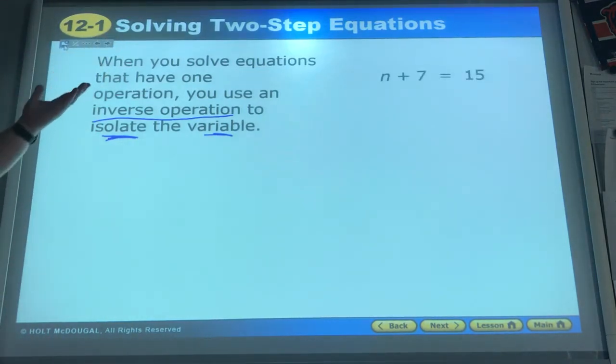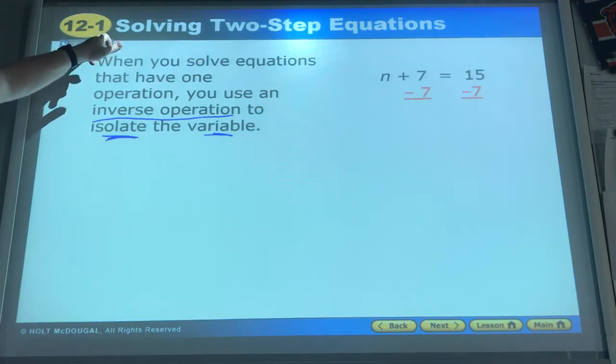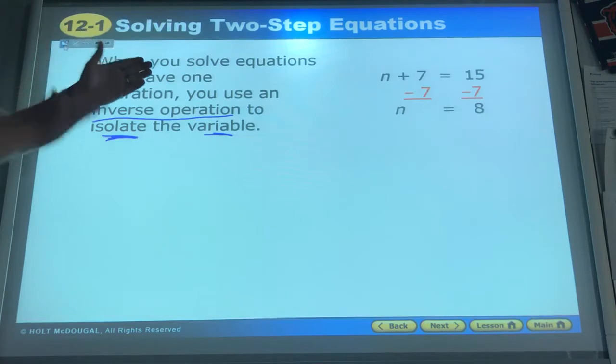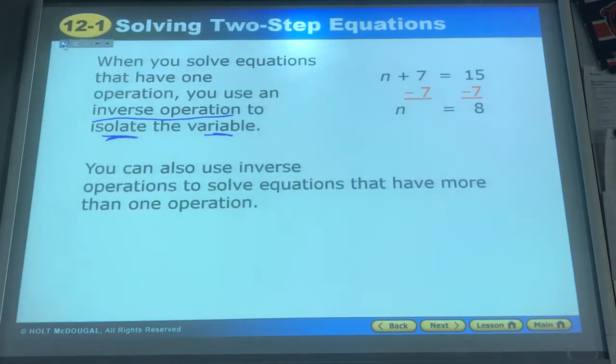Same thing when we do the next two-step problems. We did the inverse operation, n is all by itself. Yay, we have what we want. All right, you can also use inverse operations to solve equations that have more than one operation. Notice there's addition and multiplication.